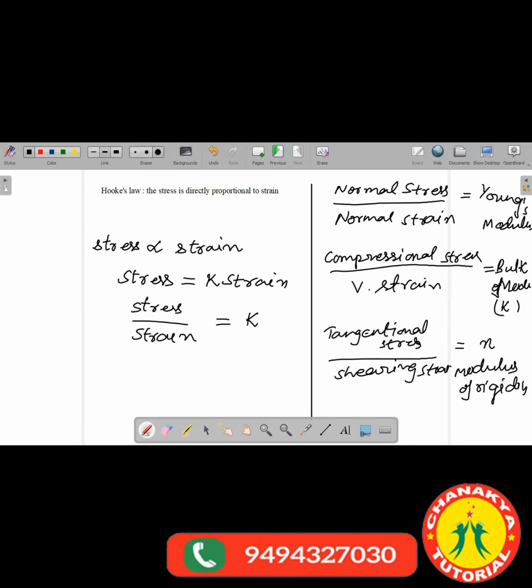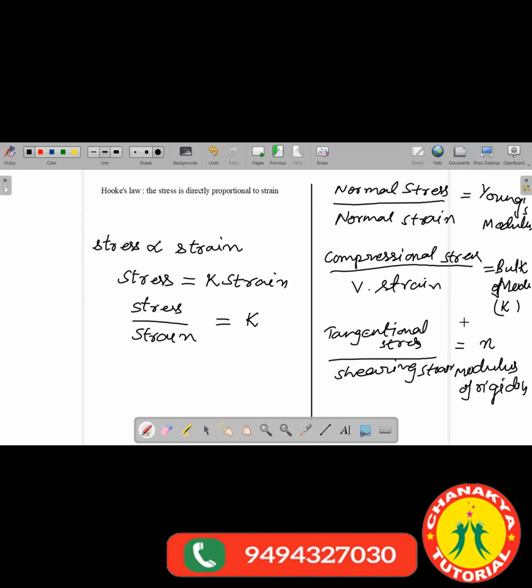So you got all these moduli. They are the same constant, but depending on what you are studying: if you are studying the normal stress, you will get the Young's modulus. If you are studying the volumetric strain, it is called the bulk modulus. And if you are getting the tangential stress and shearing strain, this is called the modulus of rigidity. So these are the three moduli of elasticity which provide the strength of the substance. With these three, we are able to get the strength of the substance.